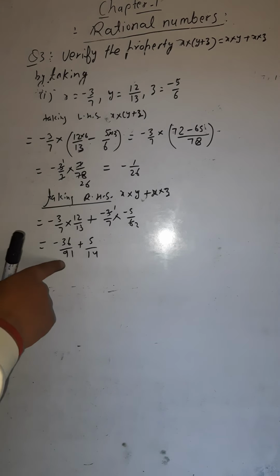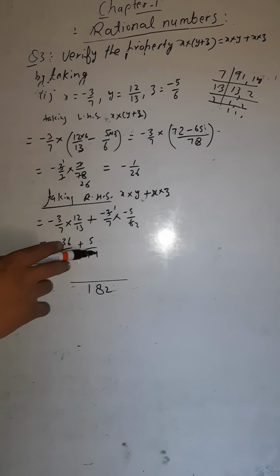13 2s are 26, and 26 7s are 182. So the LCM is 182. Now what to do? This 182 is to be divided by 91 as well as by 14.